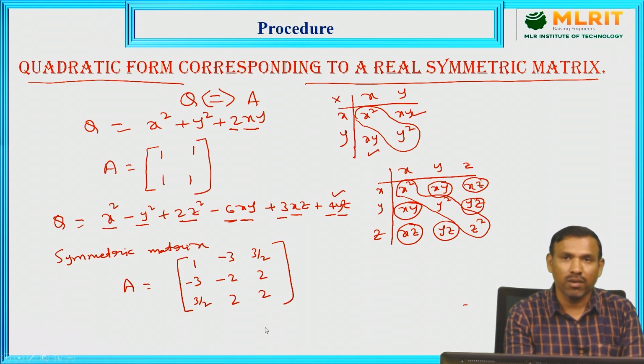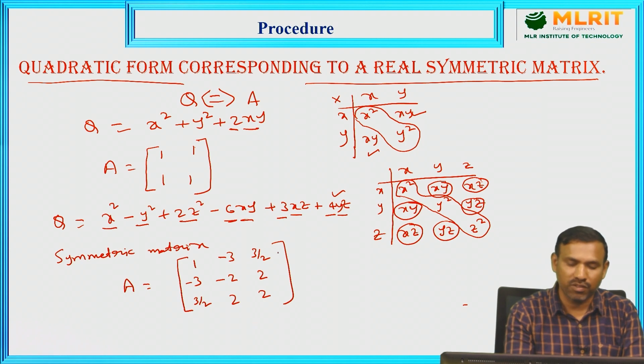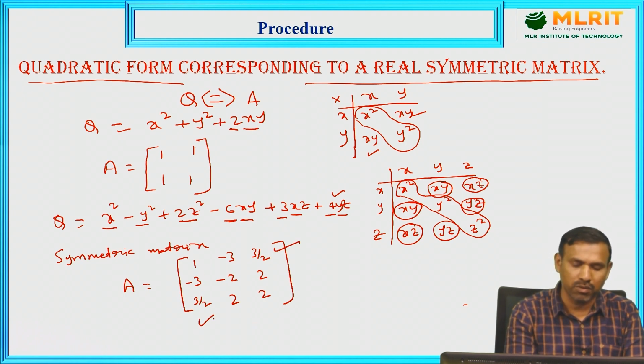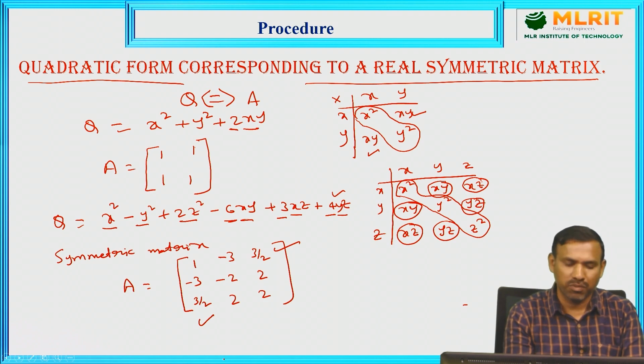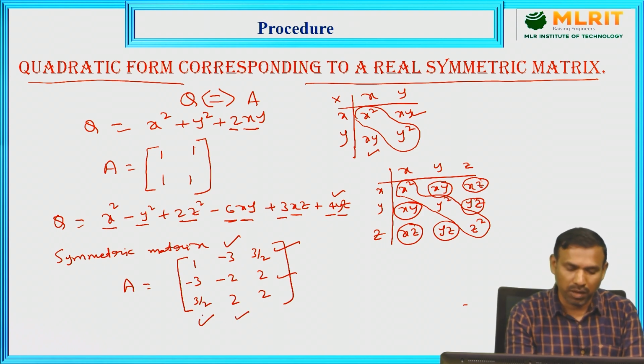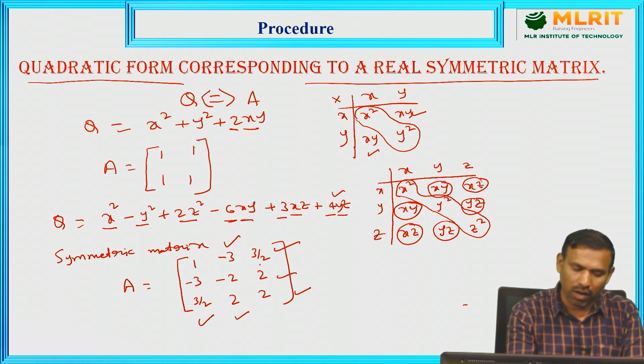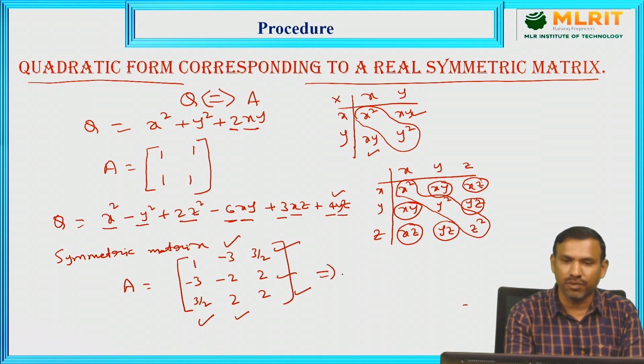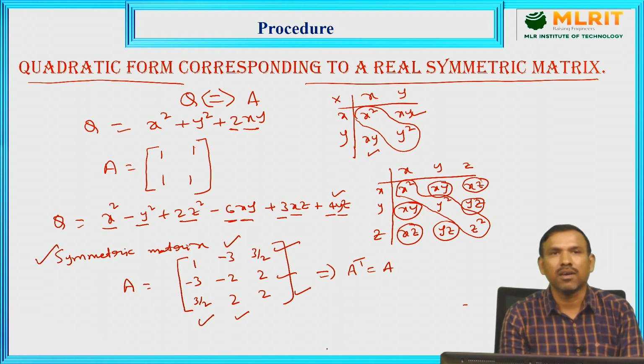So look at this one. Is it symmetric or not? Clearly it is symmetric. How can we check whether it is symmetric or not? First row: 1, minus 3, 3 by 2. First column: 1, minus 3, 3 by 2. First row is equal to first column. Second row: minus 3, minus 1, 2. Second column: minus 3, minus 1, 2. Third row: 3 by 2, 2, 2. Third column: 3 by 2, 2, 2. Definitely if you transpose, you will get A transpose equal to A. It means clearly it is a symmetric matrix.